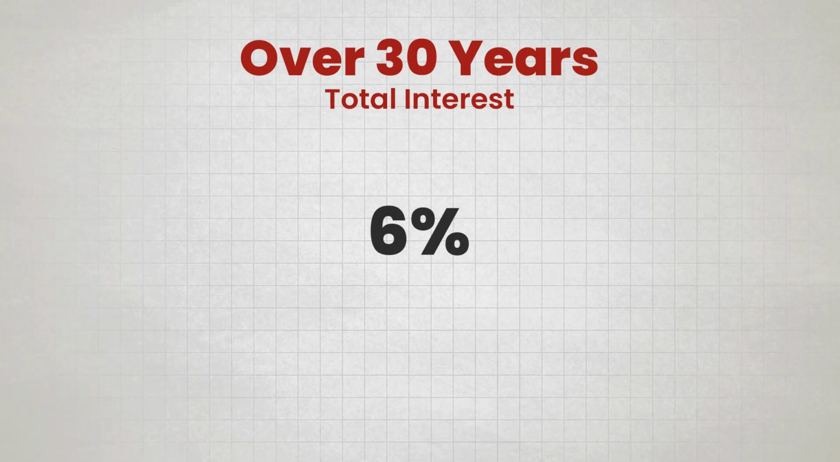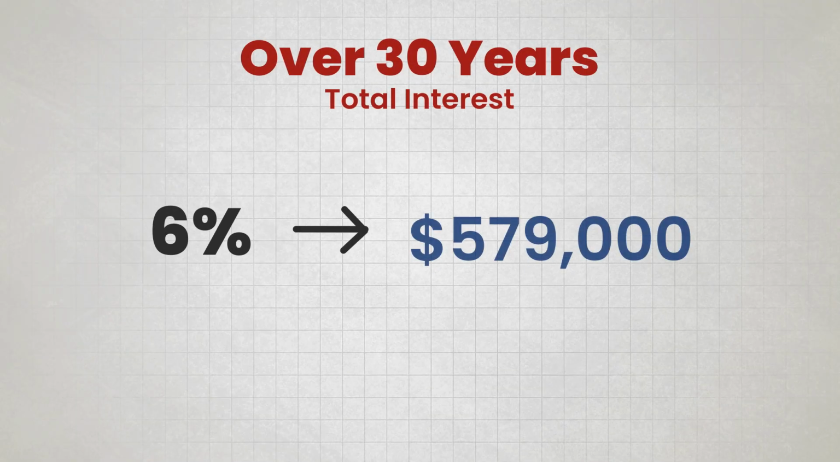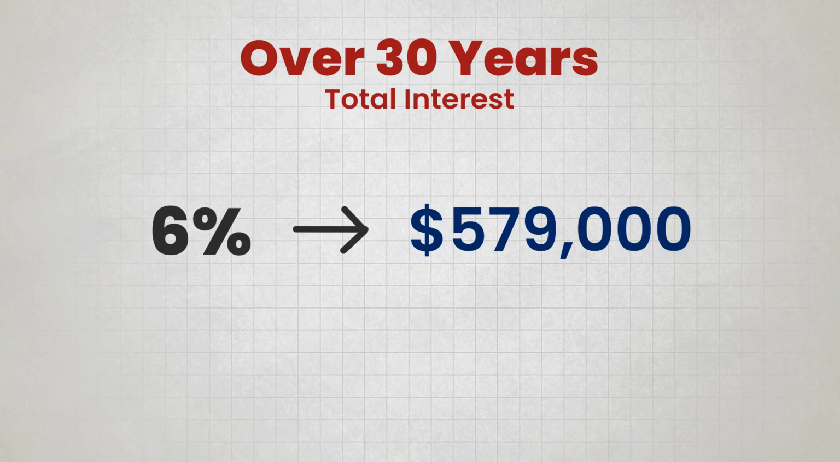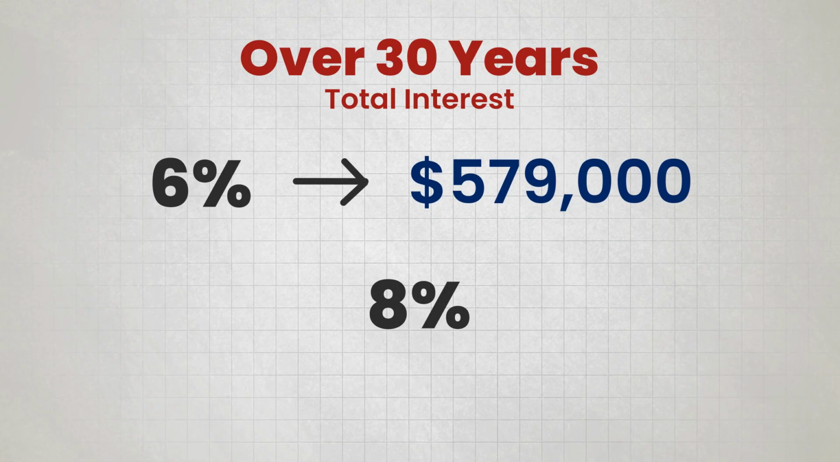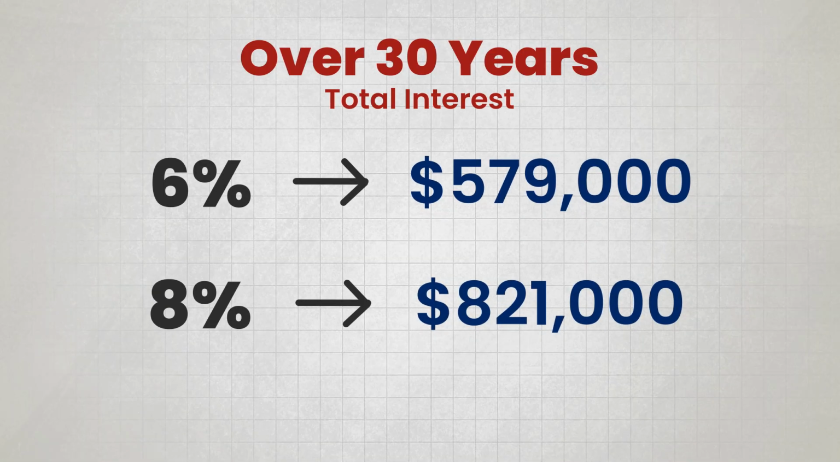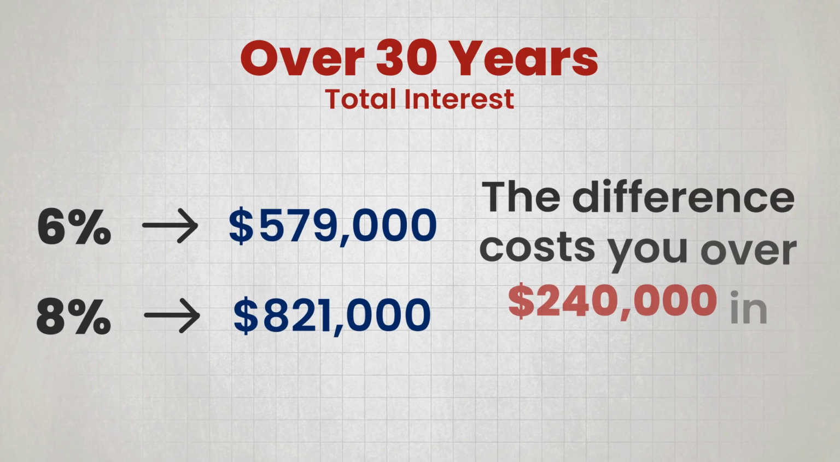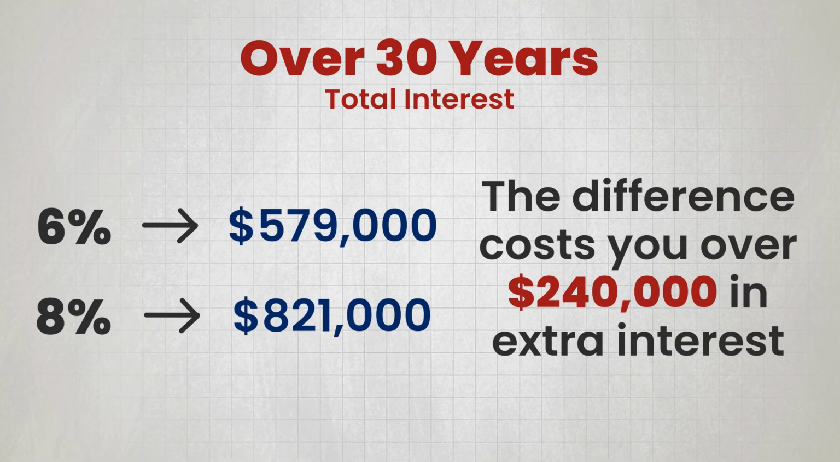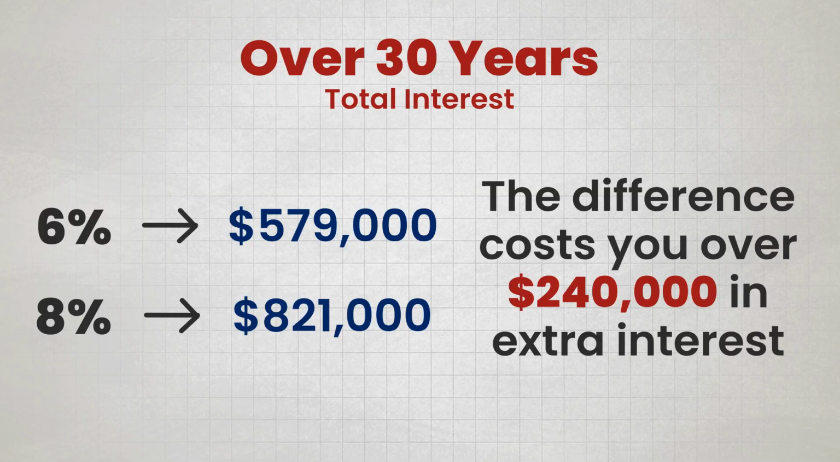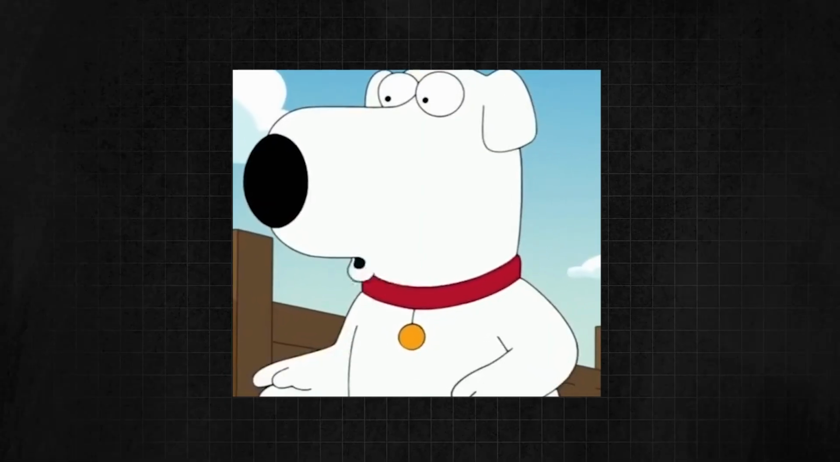Over 30 years at 6%, you will pay about $579,000 in total interest. At 8%, you will pay over $821,000 in interest. The difference between 6 and 8% costs you over $240,000 in extra interest. That is almost half of what you borrowed. Oh my God. That is a down payment on your next 2 investment properties.